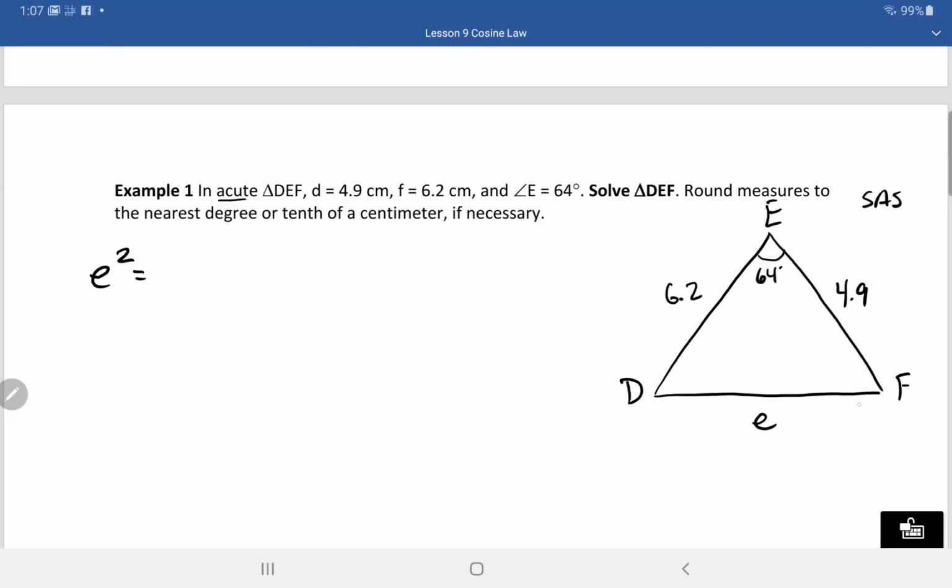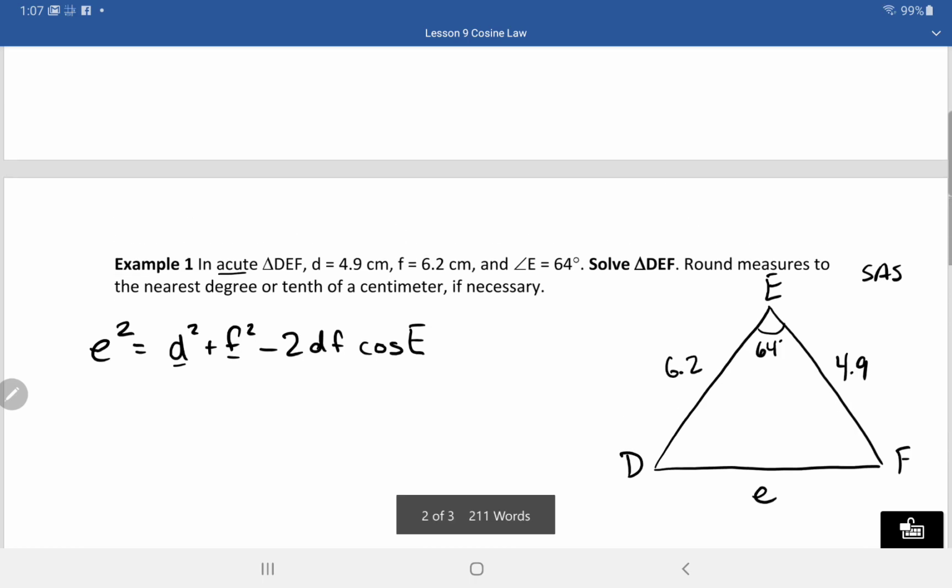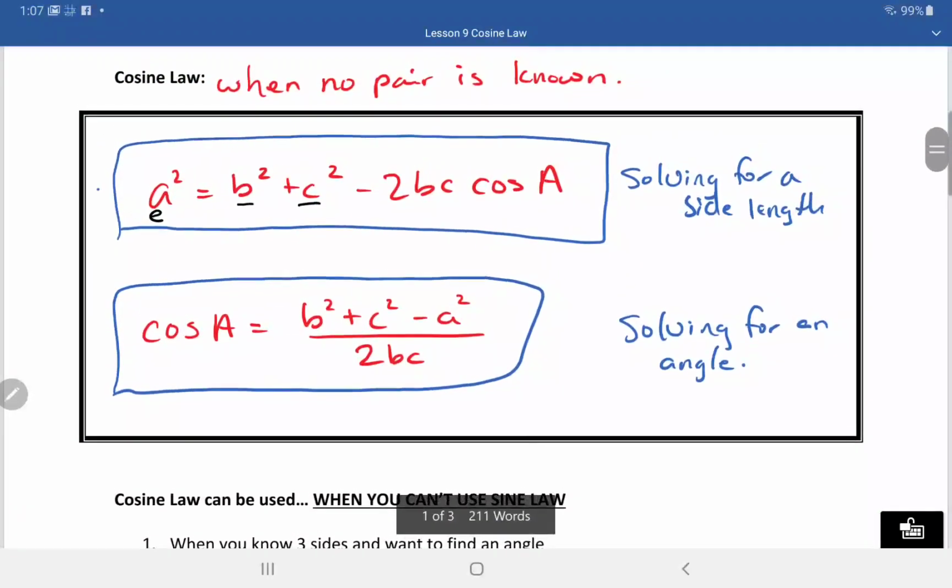So e squared equals, we're going to use side lengths d and f. And the cosine law states that whatever two letters you use here and here, use the same two letters here and here. And whatever letter you begin with, if you're solving for lowercase e, you have to end with the capital angle to what you're solving.